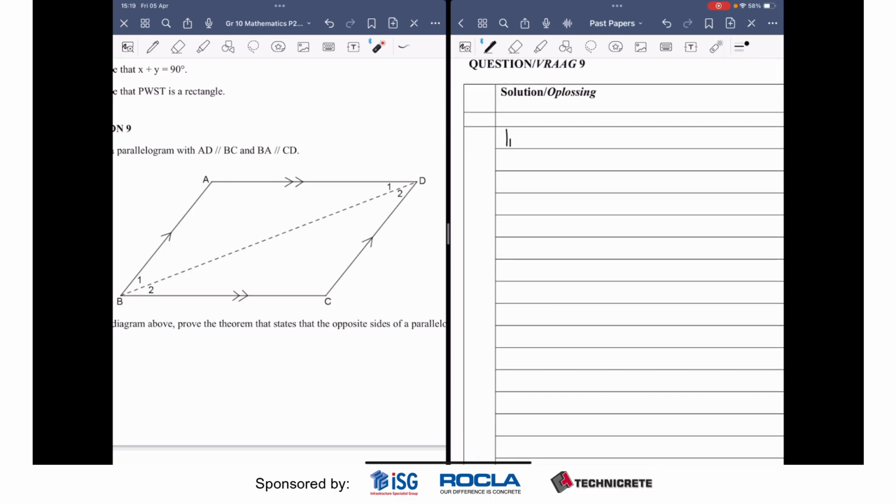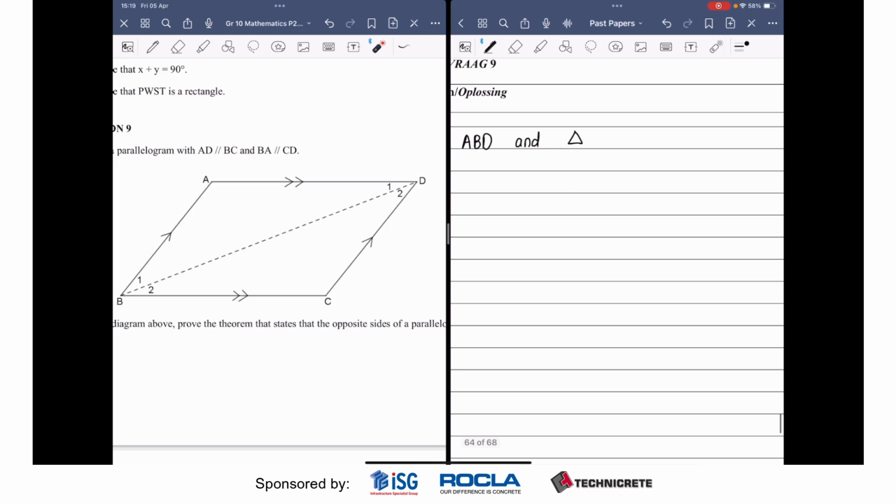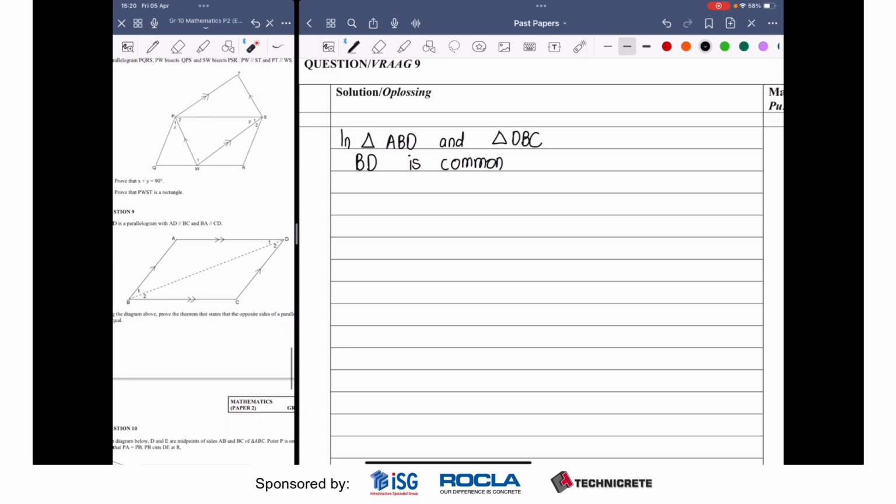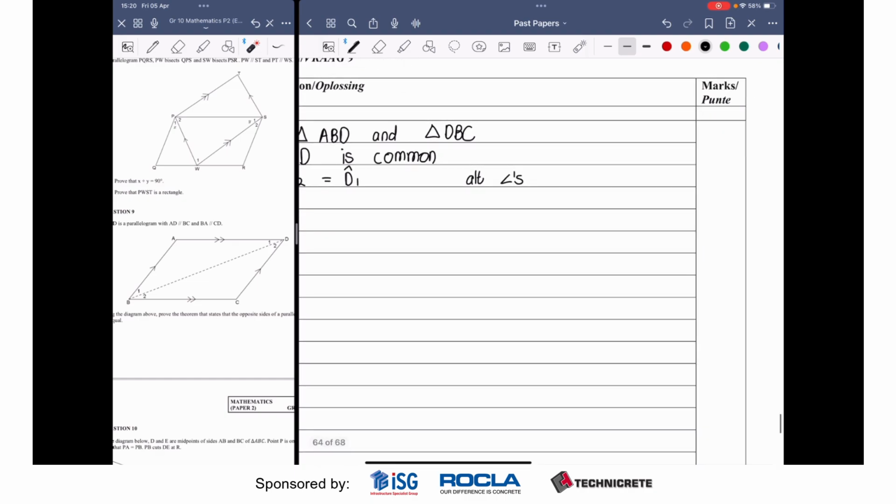So I'm going to start by saying in triangle ABD and triangle DBC, BD is common. Then I want the alternate angles, so I'm going to start with the B2 and the D1. So I can say that angle B2 is equal to angle D1, and that's because of alt angles, where AD is parallel to BC.